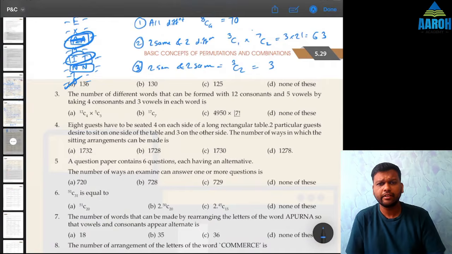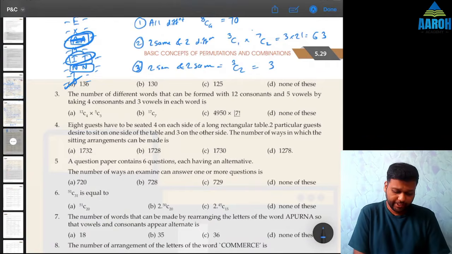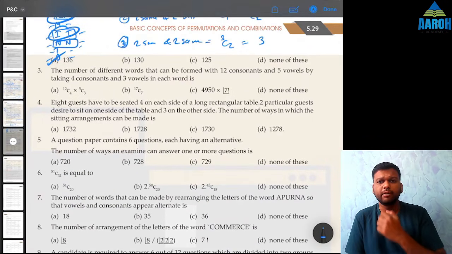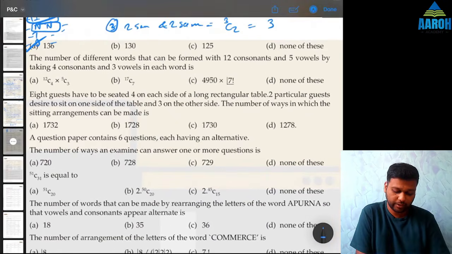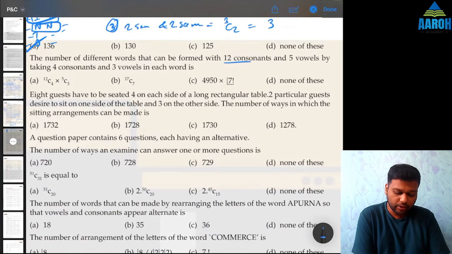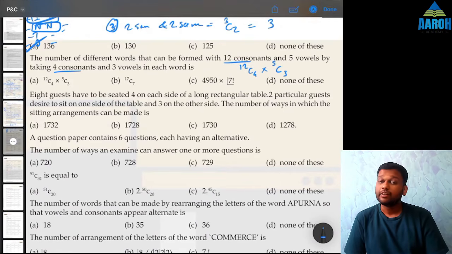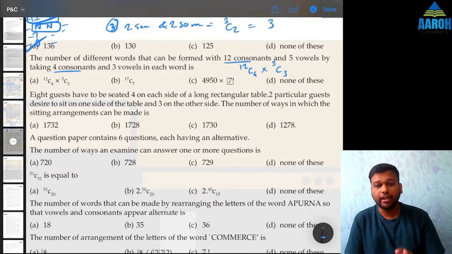Okay, fine. Next, third: the number of different words that can be formed with 12 consonants and 5 vowels by taking 4 consonants and 3 vowels in each word. Okay, so out of 12 consonants, we have to take 4 consonants, so 12C4. And out of 5, we have to select 3, so 5C3. This is there in option A, but that is not the answer.